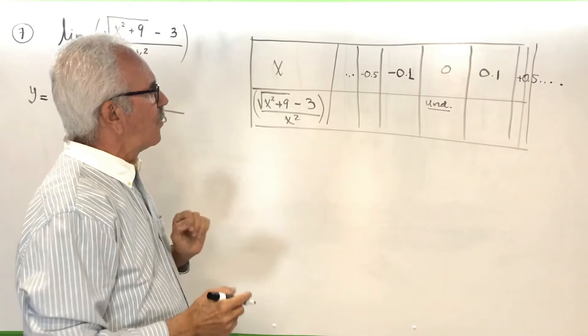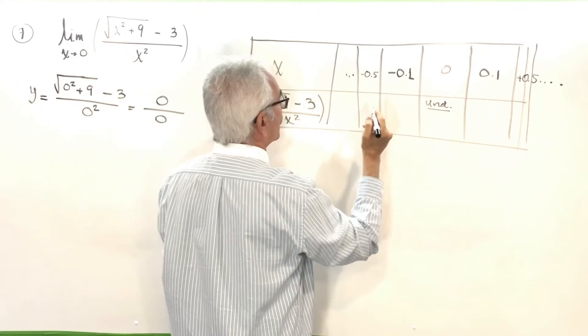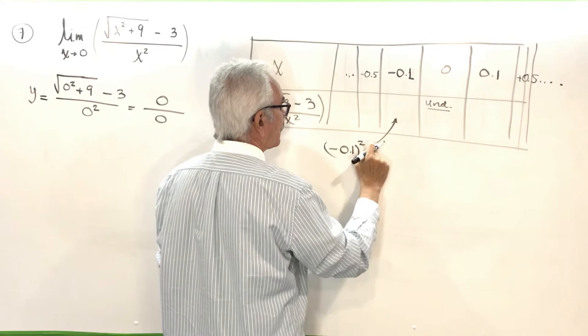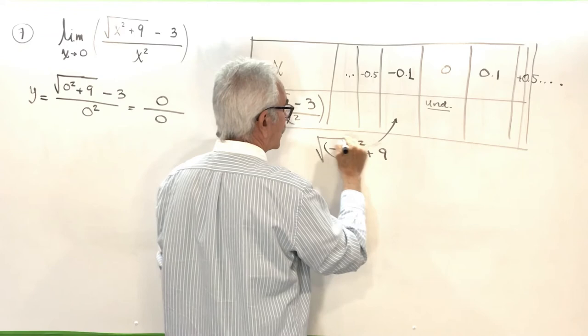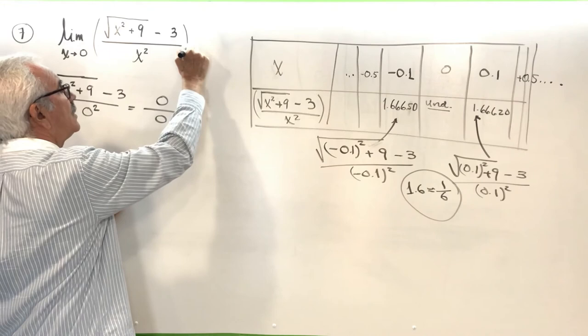But I will consider only 2 points. So if I replace here x² with minus 0.1 or plus 0.1, let's do it. For that it will be the square root of minus 0.1 squared plus 9, minus 3, divided by minus 0.1 squared. So using your calculator, the solution here will be 1 over 6.